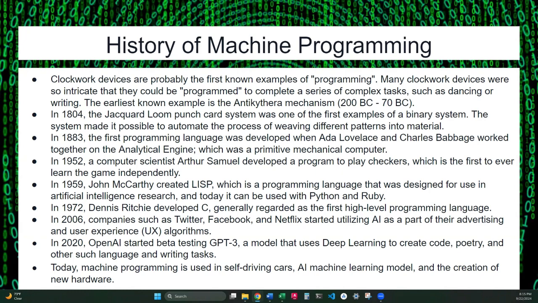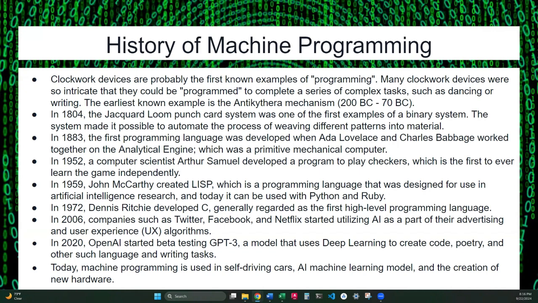In 1952, a computer scientist by the name of Arthur Samuel developed a program to play checkers, which is the first to ever learn the game independently. In 1959, John McCarthy created LISP, which is a programming language that was designed for use in artificial intelligence research. And today, it can be used with both Python and Ruby.